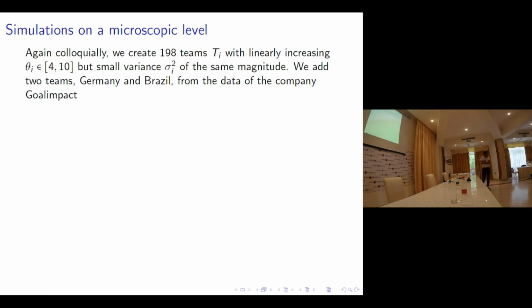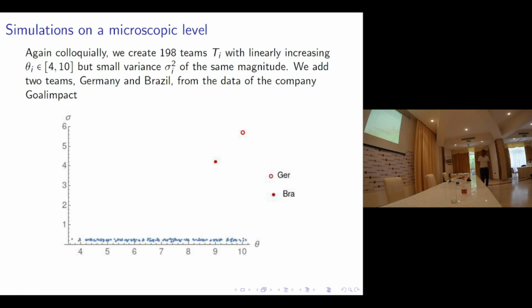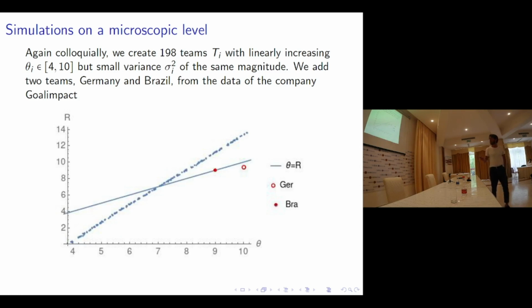So I took this data and scaled it down because the sizes are different, but I only scaled it down in the expected value. I didn't scale it down in the variance. So you see, all of those teams have very small variance, and Germany and Brazil have a lot of variance. And what's happening is, we see on the microscopic level a clear steady state for all other 198 teams. But the problem is, it's not the diagonal.